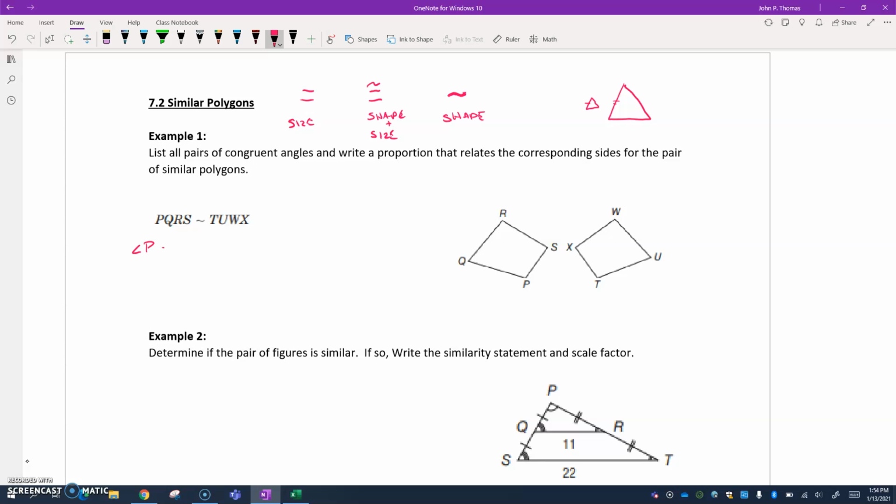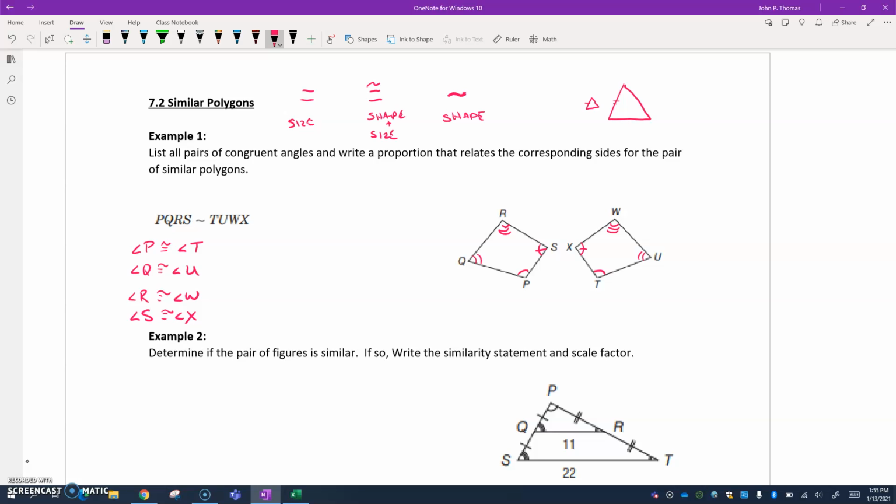We can say angle P has to be congruent to angle T, first and first. And then we can go to second and second. Angle Q is congruent to angle U, which the picture really looks like it supports. Angle R is congruent to angle W. And then last but not least, angle S is congruent to angle X. So those are congruences that we get out of a similarity statement, that those corresponding angles are congruent.